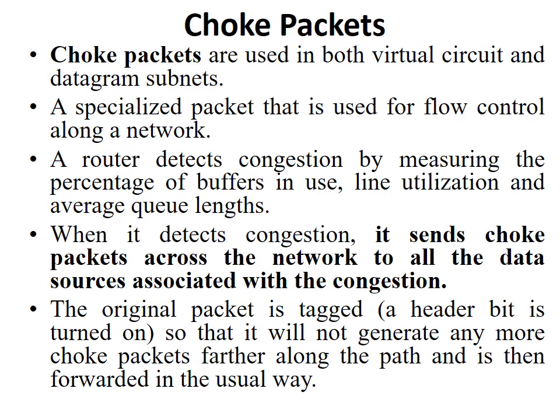So how will the router detect the congestion? The router can detect congestion by measuring the percentage of buffer in use, line utilization, or average queue length. The sender host will then wait for a certain amount of time. Once the congestion is detected, it listens to see whether any further choke packets are arriving or not. If any choke packets are still arriving, it indicates that the line is still congested, so it will reduce the transmission rate. This is the approach they have followed in the case of the choke packet.